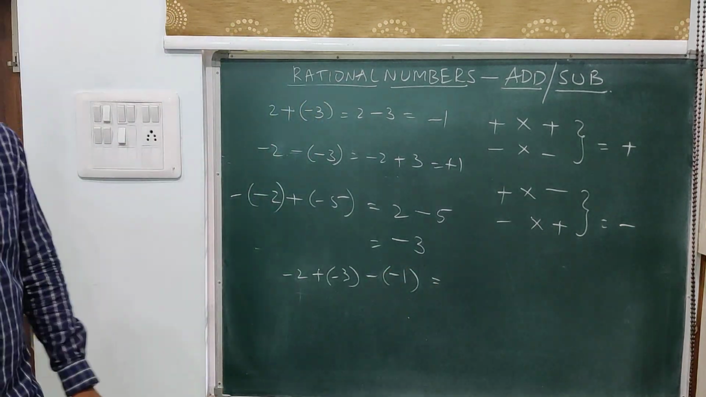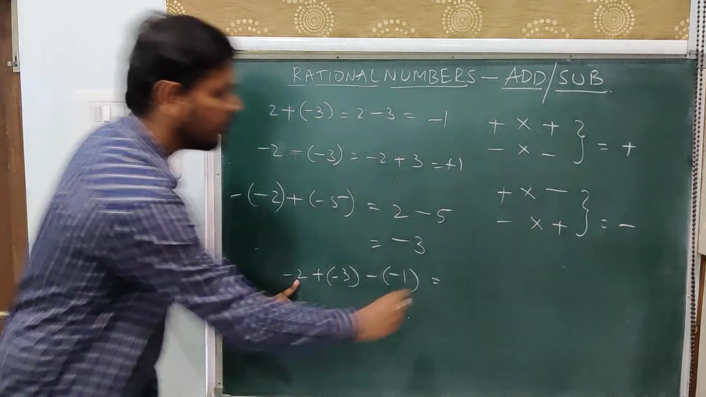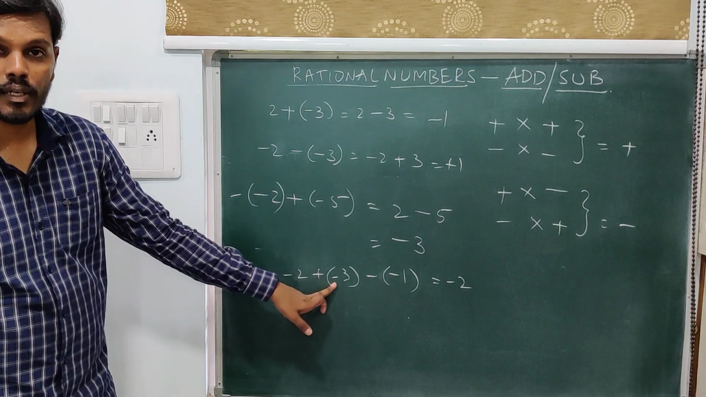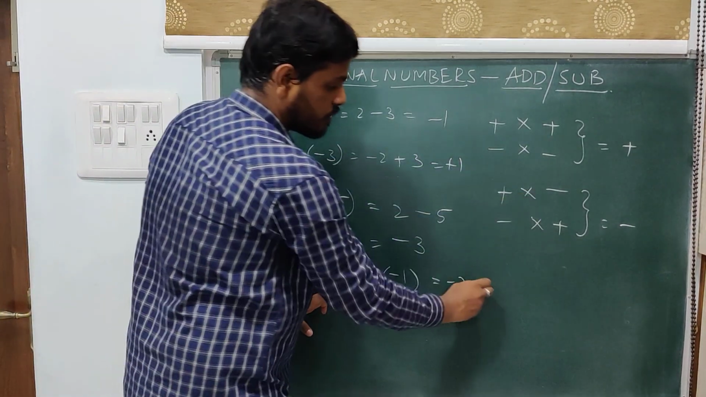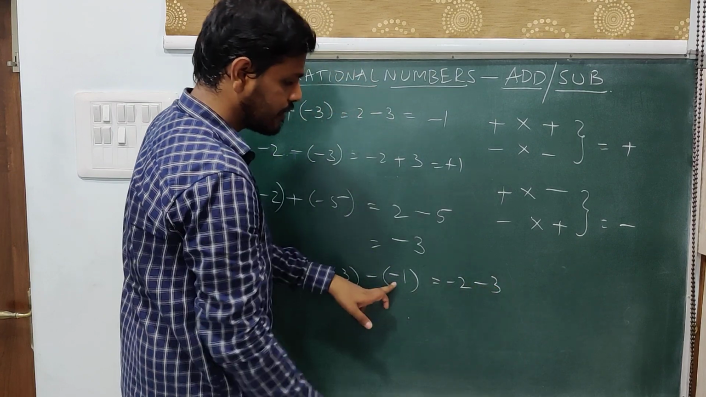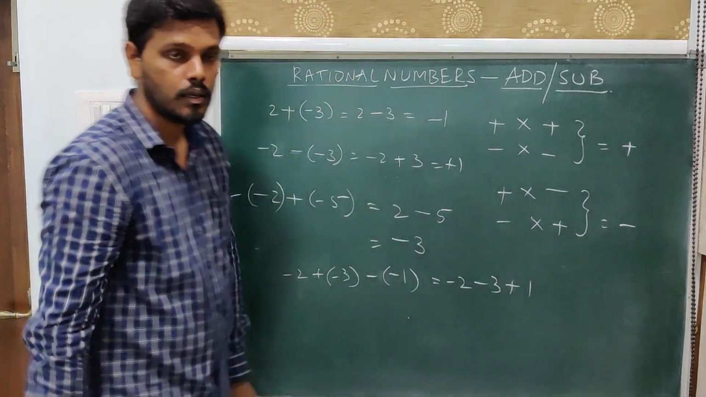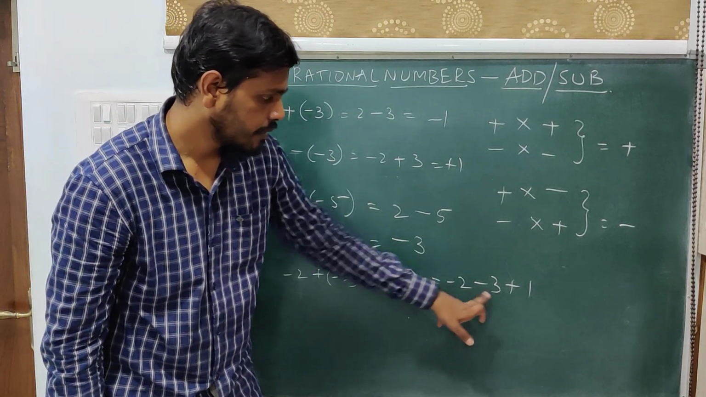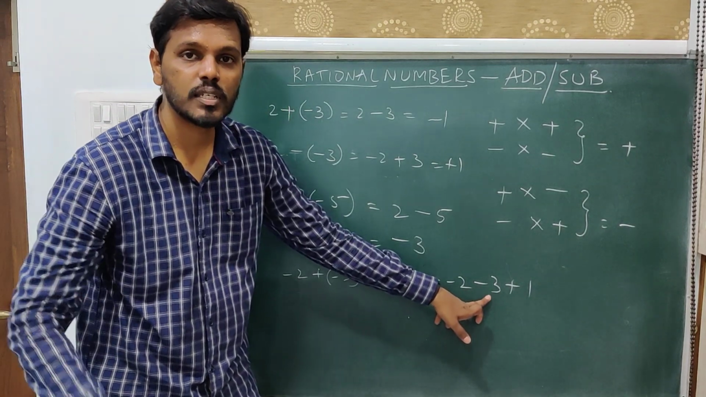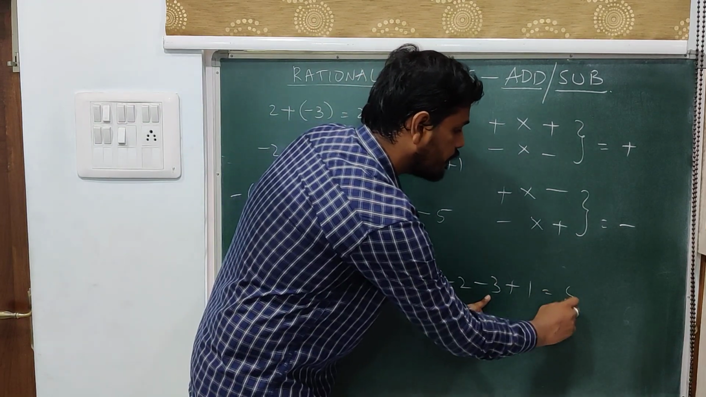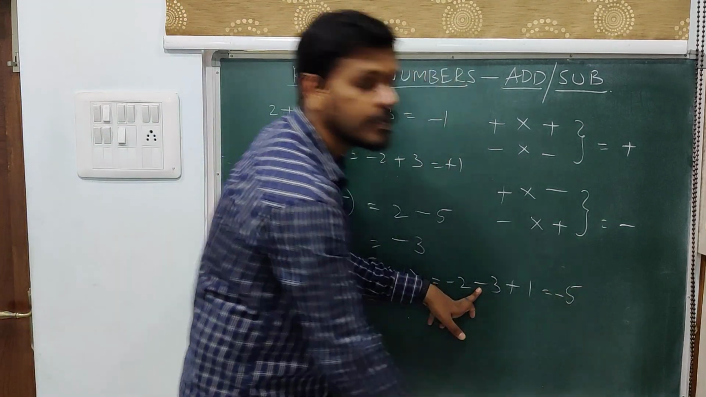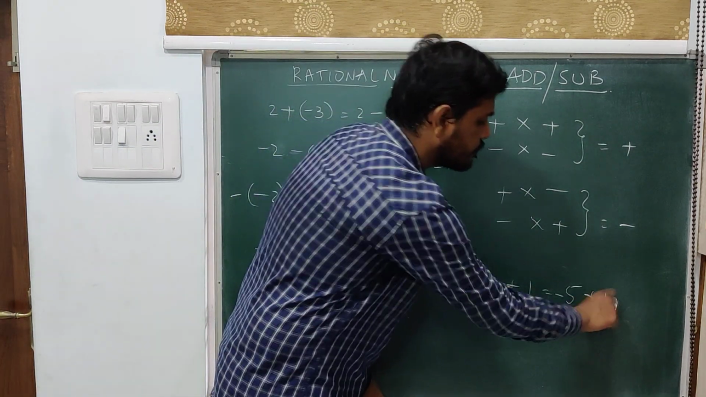Now first we go with the multiplication. So there is nothing to multiply, right? Minus 2 as it is, plus into minus is minus 3, minus into minus is plus 1. Now these two numbers, they have got the same sign. So when they have got the same sign, you add. So 2 and 3, when you add, it is 5. Biggest number is 3, sign is minus, so you will put a minus sign and you will write plus 1.